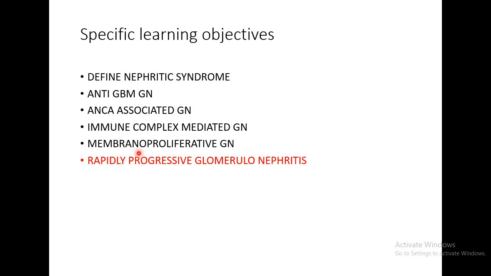So this was about membranoproliferative glomerulonephritis. Now we'll study the last entity, that is rapidly progressive glomerulonephritis. Again, this is not a disease in itself, but all these entities, that is anti-GBM or membranoproliferative or ANCA associated, they finally end up in rapidly progressive glomerulonephritis.